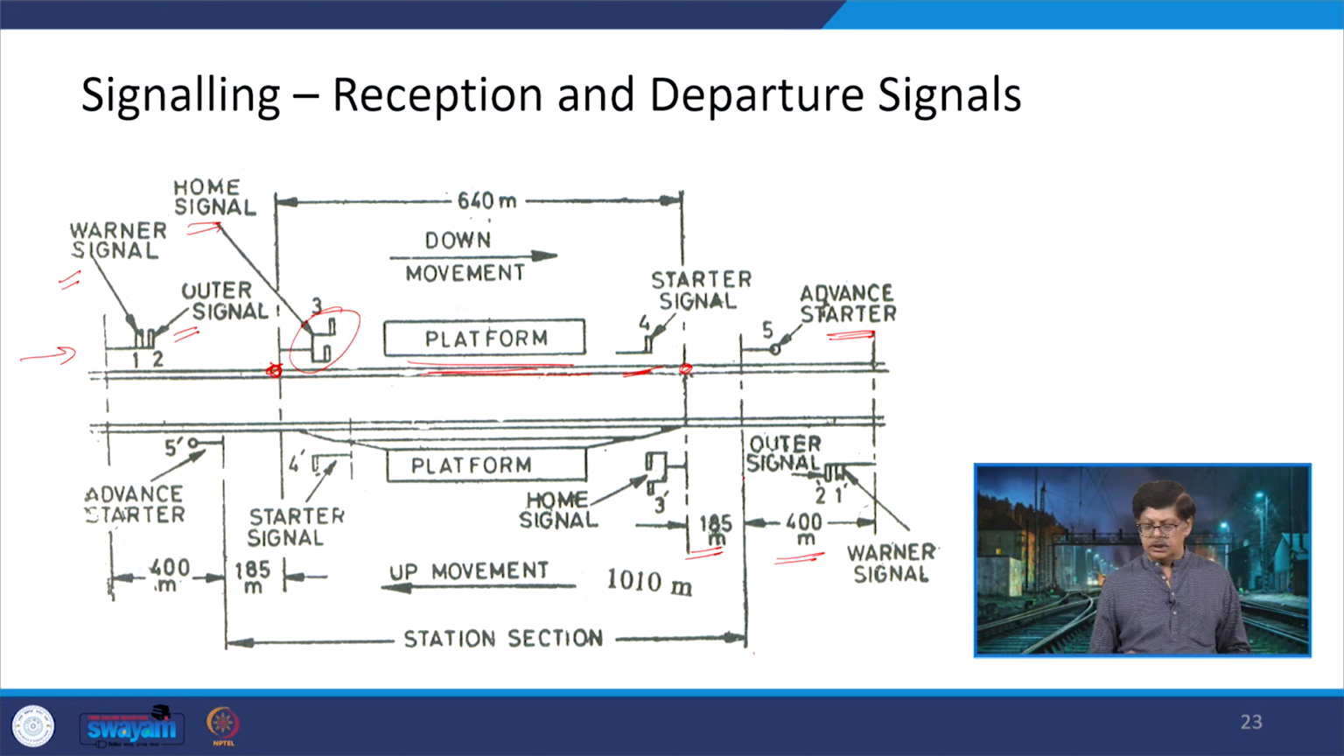So, these different overlaps are there, whether it is a station overlap or a block overlap in a section. Those overlaps are being talked about here. Similarly, on the other side, 185 and 400 meters is the distance taken from the starter signals to the station limits, and from the station limits to the advanced starter.